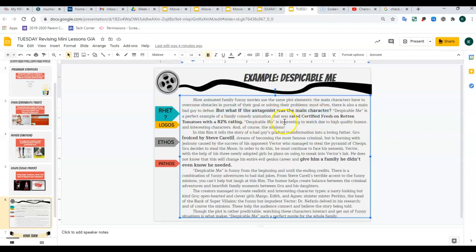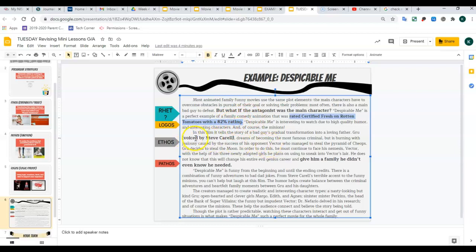So then we have logos. Remember, logos is logic. It's a fact. Rated certified fresh on Rotten Tomatoes with 82% rating. So this came from the Rotten Tomatoes movie critic website. And they got an 82%, which is pretty high for Rotten Tomatoes. So that means it's a good movie. That's some logic we can use. Chances are, if Rotten Tomatoes likes it, we probably will like it.